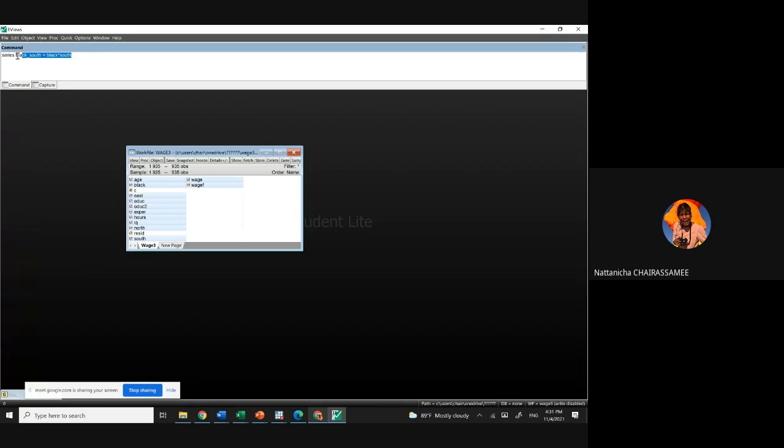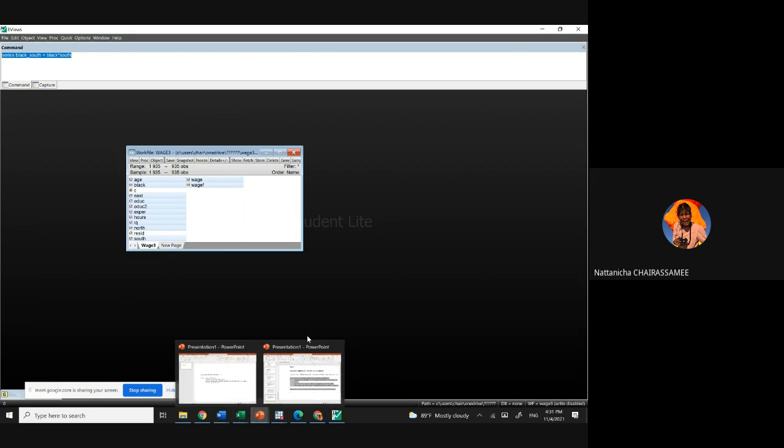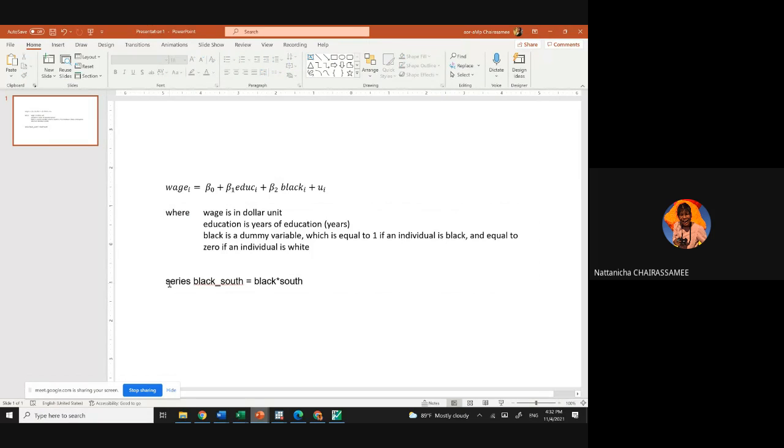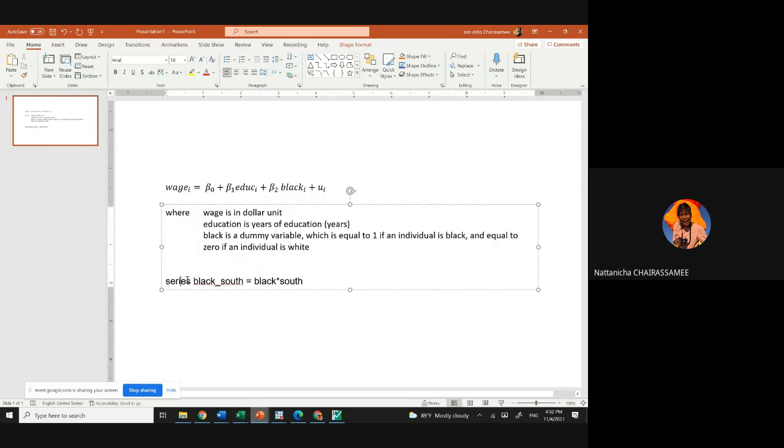So if you cannot see it, this is the command that I use. Just type series and then type any variable names that you would like to use, and then use an equal sign and then type black, put a star sign to show that you would like to multiply it with another variable here, and then type south.